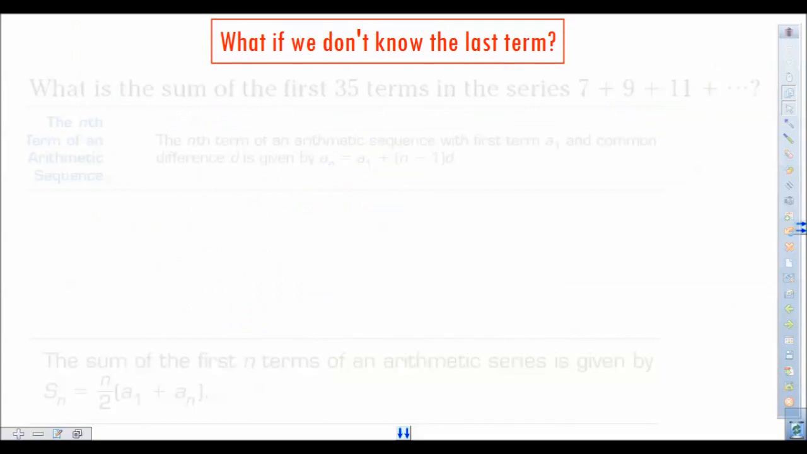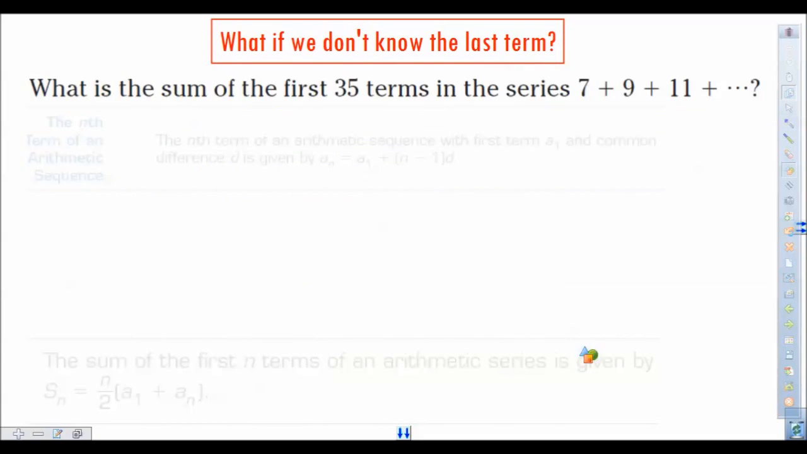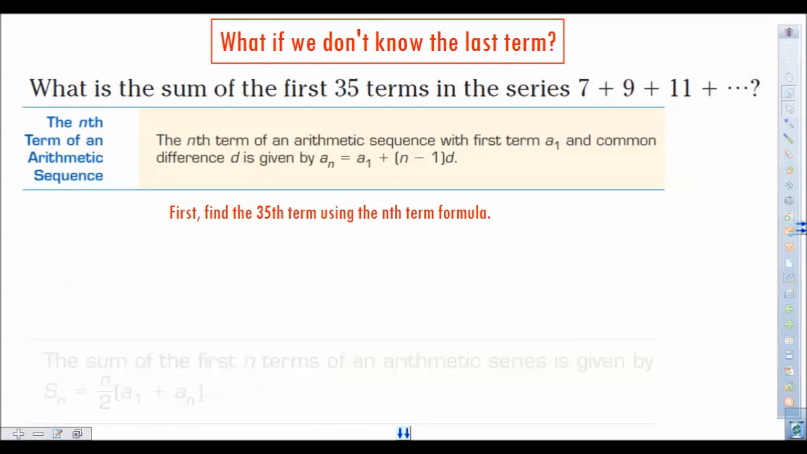But what if we didn't know the last term? Take a look at this example. So notice this one, we were trying to find the sum of the first 35 terms. We're given the first term, which is 7, but we weren't given the 35th term. So what do we need to do? We're going to find the 35th term using the nth term formula from earlier in this video.